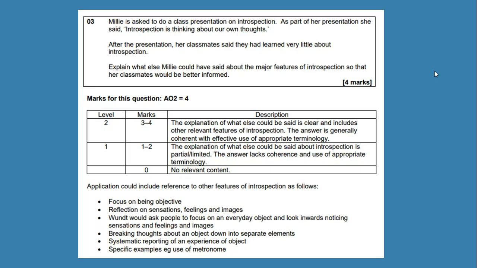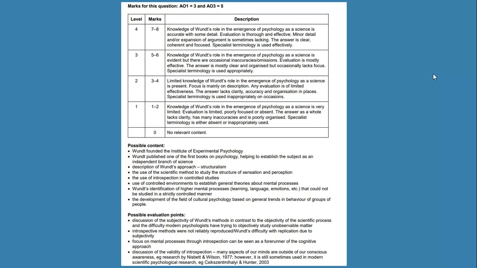That's the mark scheme for the question on Millie, which is, I think, the most difficult question on introspection. Look at the mark scheme carefully. Again, it's 4 marks, so 3 of those points written well should be able to get you the 4 marks. Try to use the key terms. So try to use the term structuralism as well in there. It says about breaking thoughts into separate elements, but try to use the term structuralism if you can in your answer to that question.